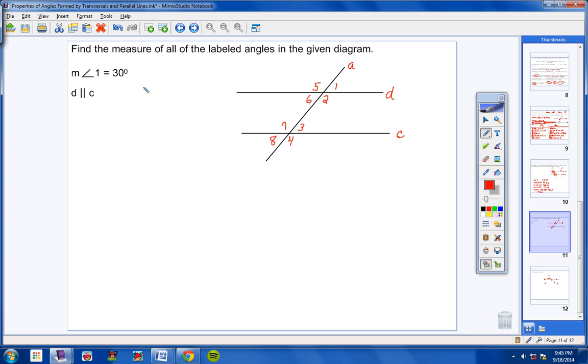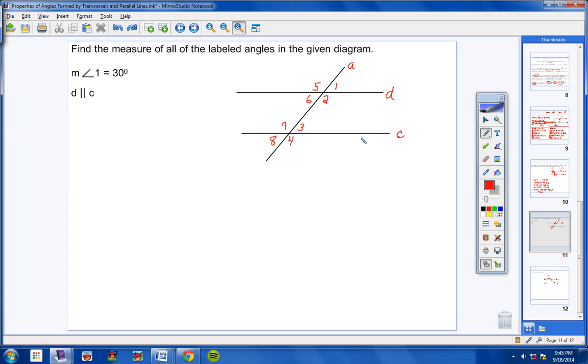We want to find the measure of all of the labeled angles in the given diagram, okay? So we have transversal A, and we have parallel lines D and C. Over here, I'd like you to write down the measure of angle 1 is 30, and D is parallel to C, and we're going to find all the rest of the measures of these angles, okay? So here we go. So this angle here, I'll wait just another second while you guys copy this down.